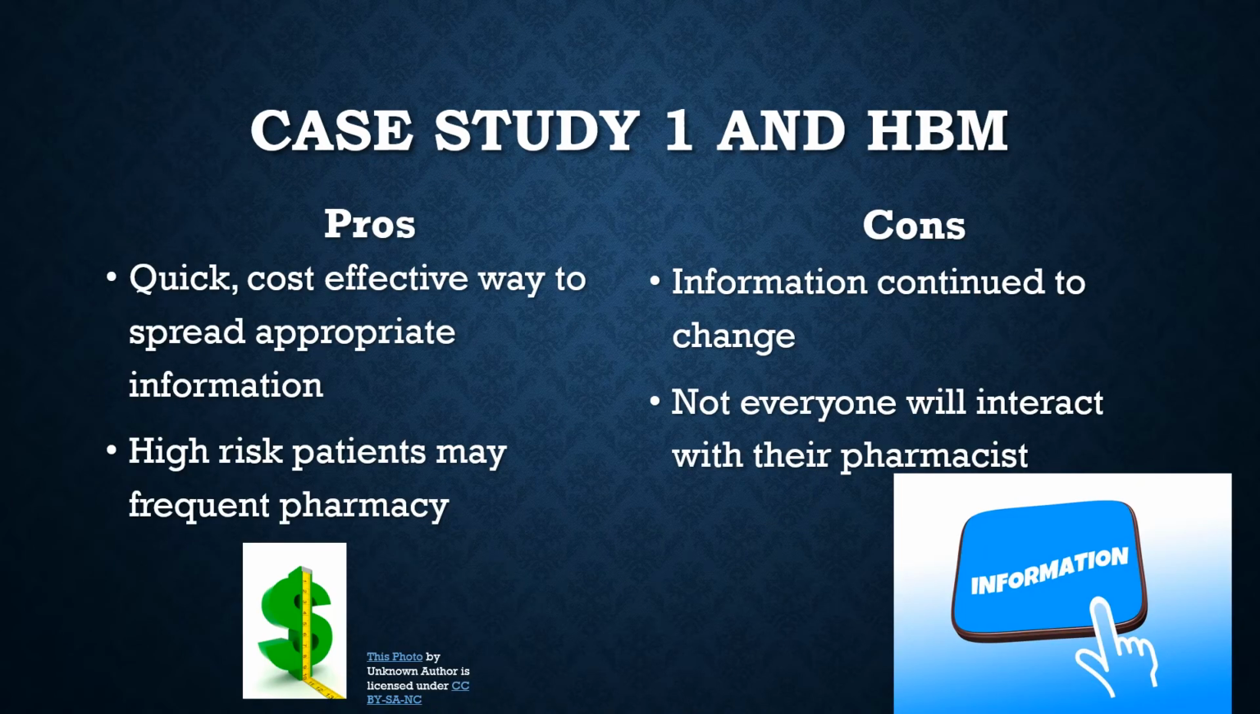While this case study was effective at applying the health belief model, it had some pros as well as some cons. For instance, this was a quick and cost-effective way to spread the appropriate information to local communities. However, during this pandemic, information continued to change. Also, because it was spread at such a local community level, not everyone will interact with their pharmacist. However, a pro would be that high-risk patients may frequent the pharmacy to get medications they often need, so the people most in need may be warned in time.